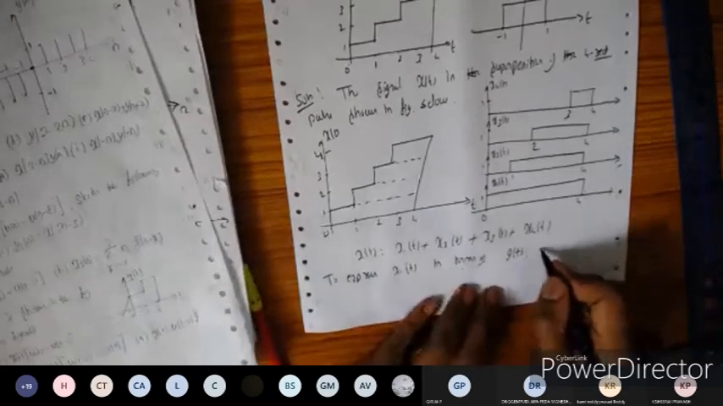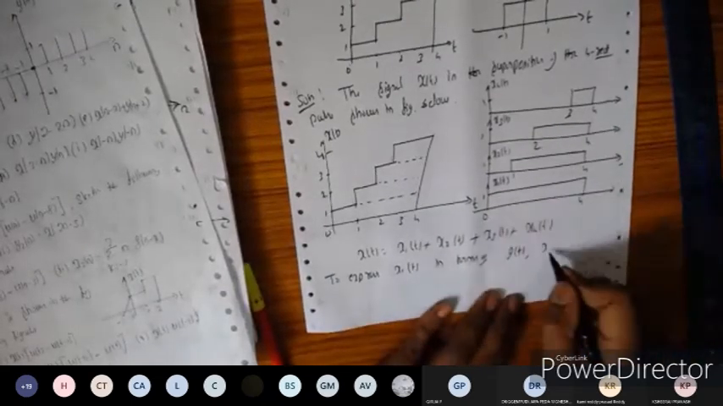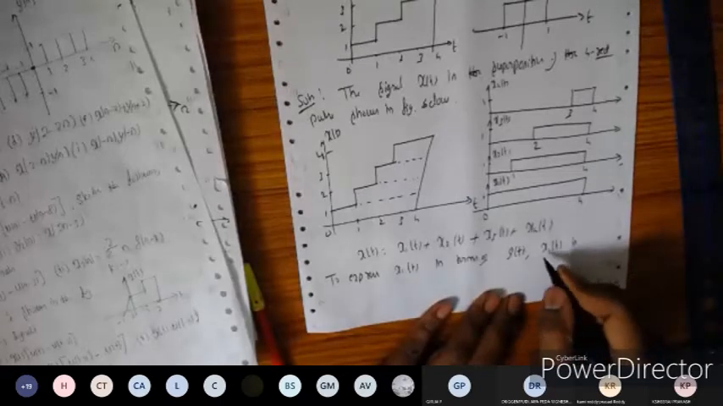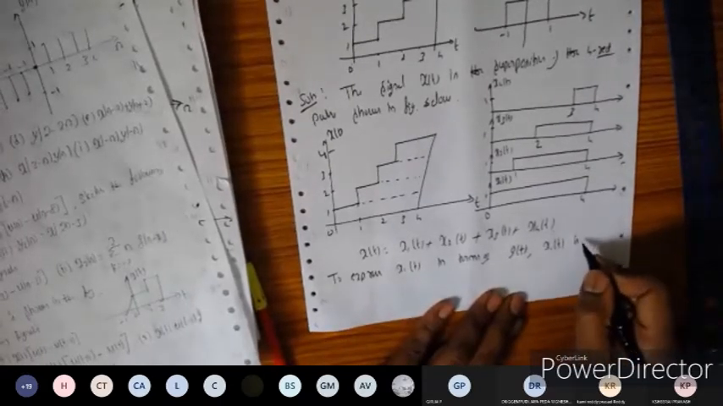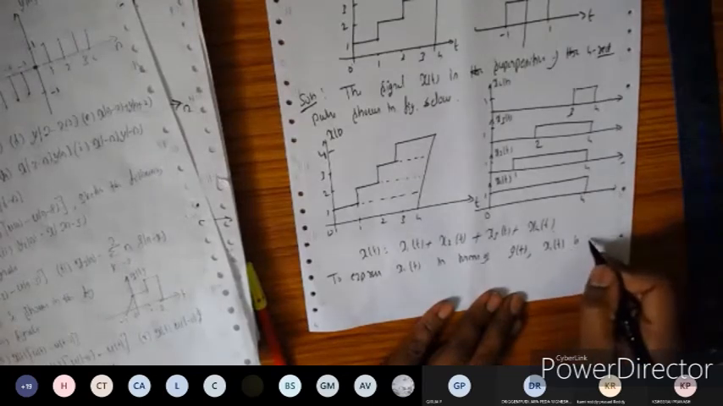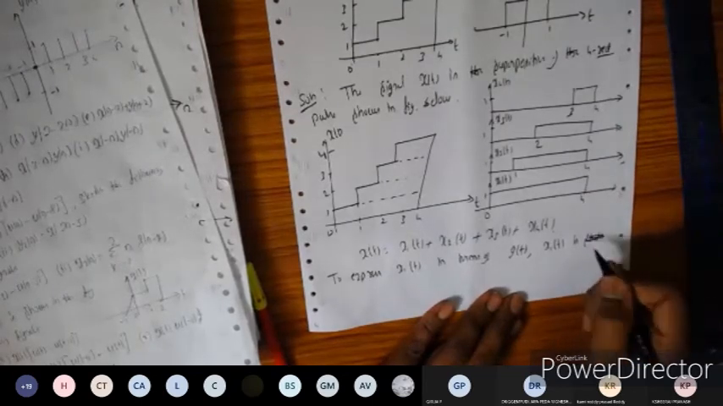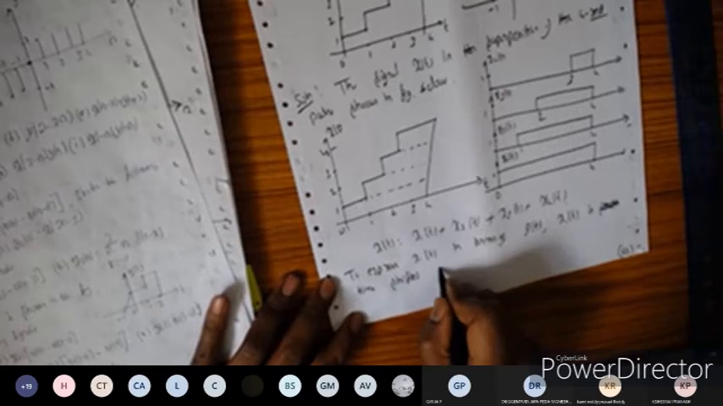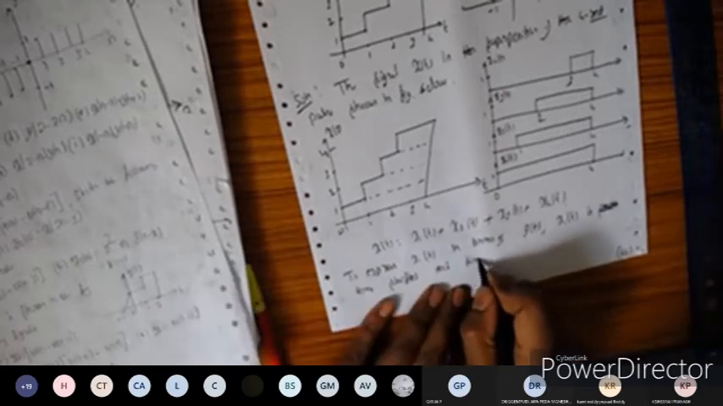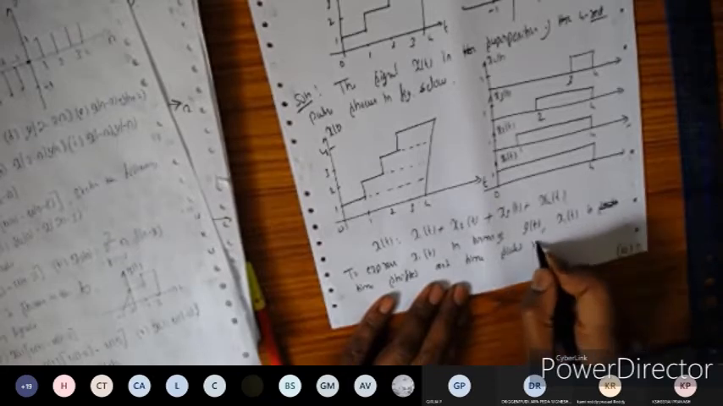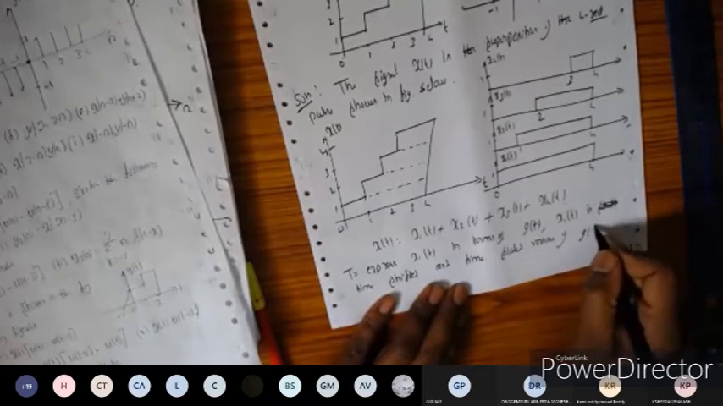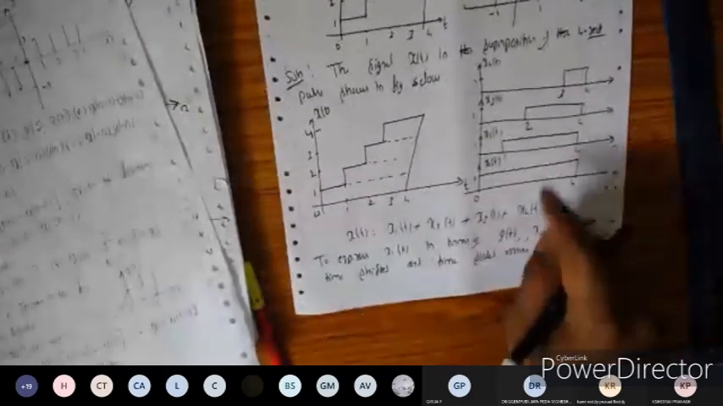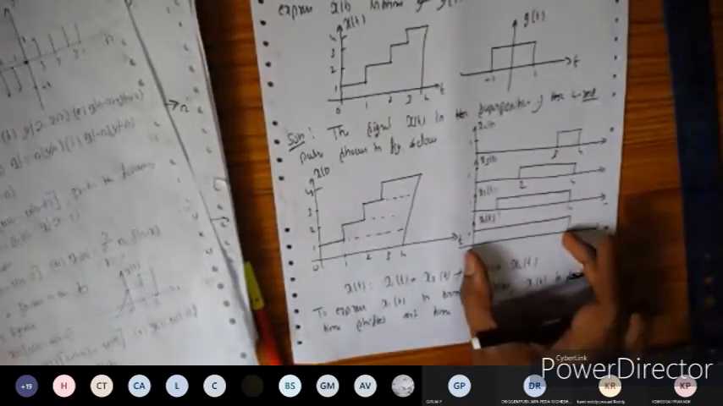So x1 of t is the time-shifted and time-scaled version of g of t. What we are going to do is perform the time shifting and scaling operation on g of t in order to get x1 of t here.